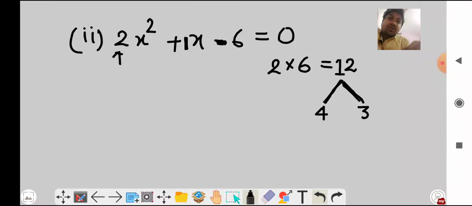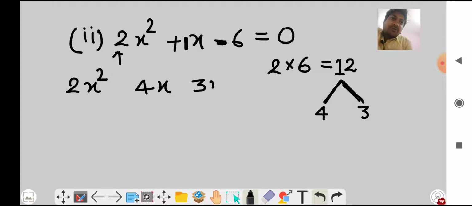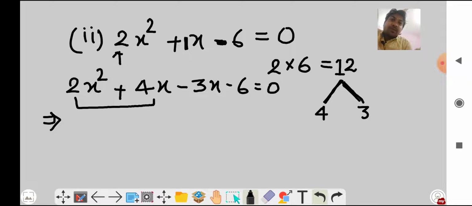So just write it here, 2x square, here you write 4x, here you write 3x, minus 6 equals to 0. No need to write the sign, right? See here it is 1x, so it is 4 and it is minus 3. Is it clear, guys? Now we have to take the common from these two terms. What is common? 2 is common, then x is also common.